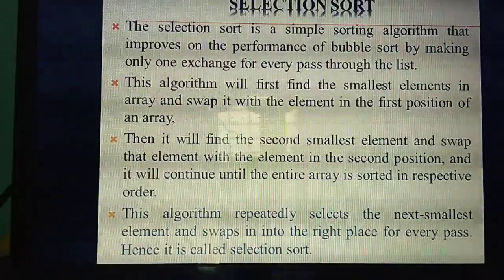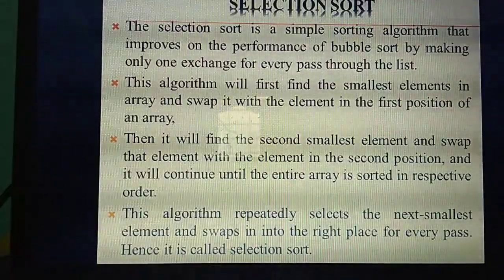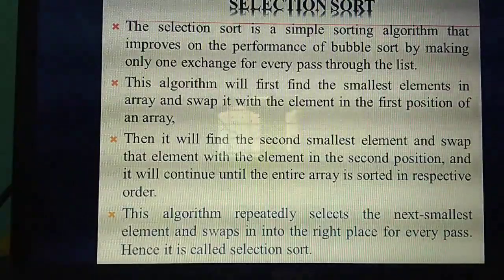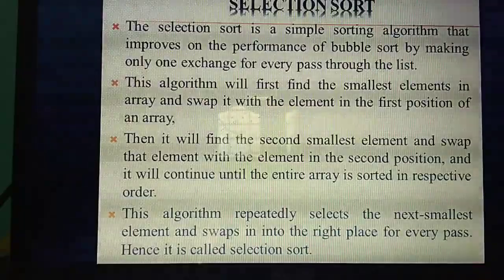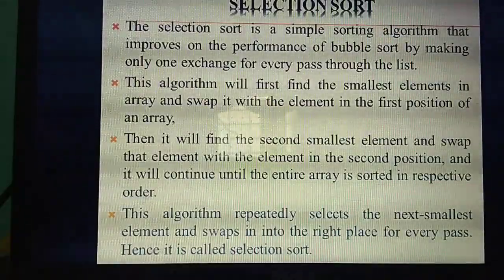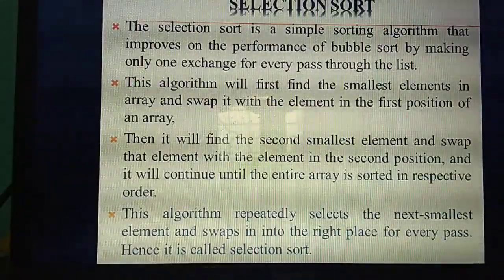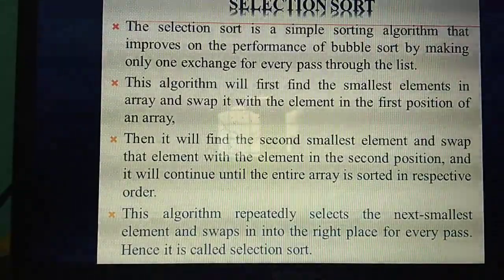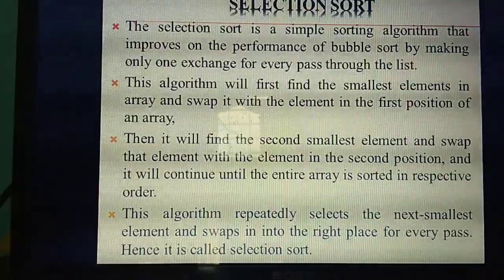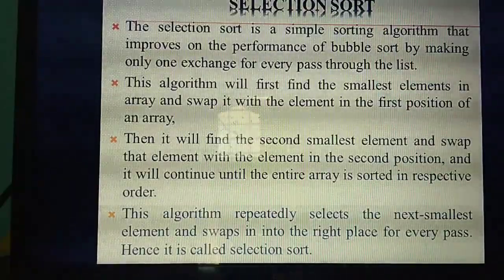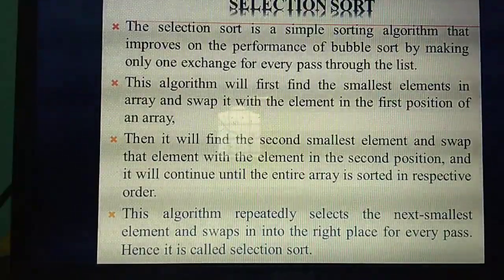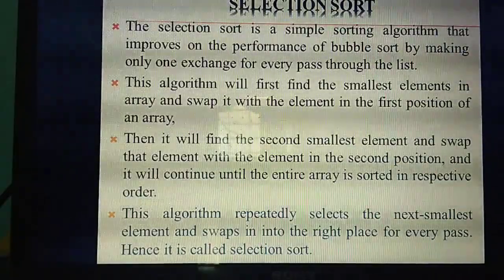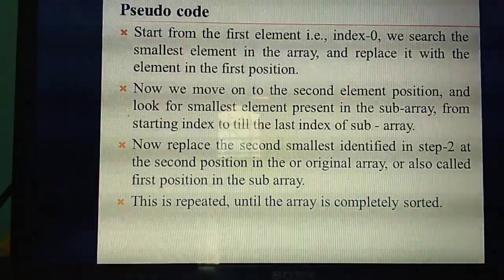In each and every pass there is only one exchange. Then how does it work? It will find the smallest element from the array and arrange accordingly. First it will swap the first smallest element and place it in the first position. Next it finds the second smallest element and places it in the second. Likewise third, fourth, and the next smallest elements it will find, swap, and place in the right place of that array for every pass. So it is called a selection sort algorithm. Understand? Yes.